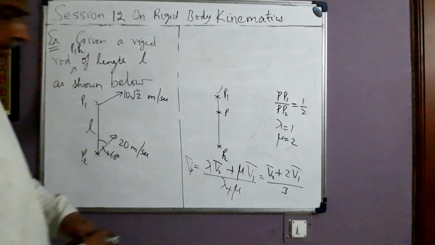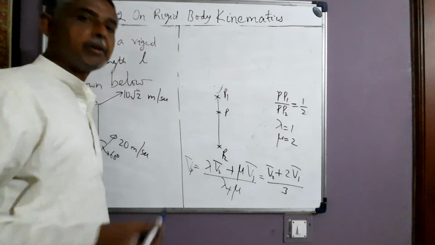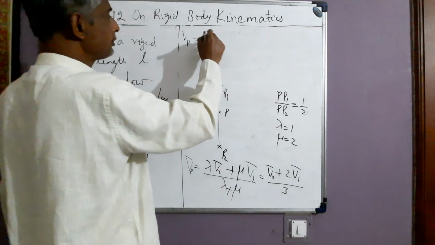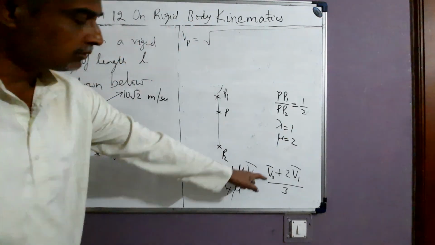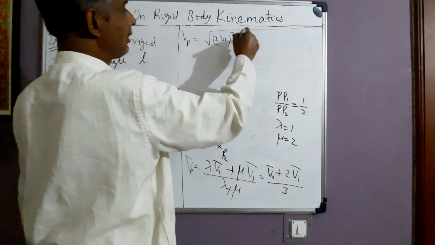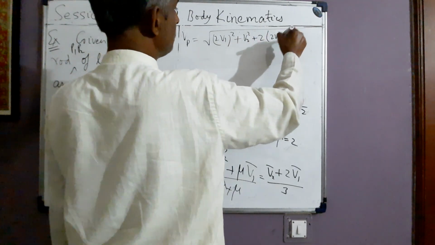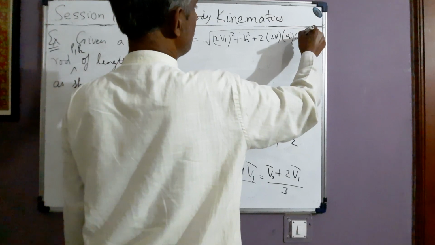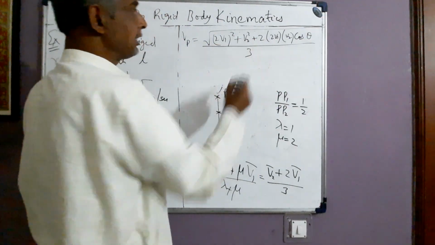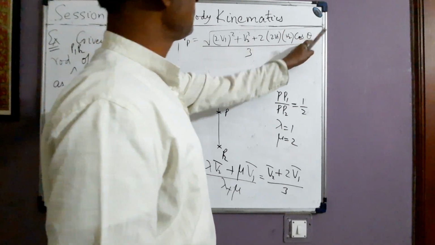So we have to find the speed of P, that is the magnitude of Vp. Speed is the magnitude of velocity, this is well known. So Vp becomes root under, using the parallelogram law, (2V1) whole square plus V2 whole square plus 2 times 2V1 into V2 into cos theta, by lambda plus mu which becomes 3. Now what is to know Vp? We must know V1, V2 and theta.